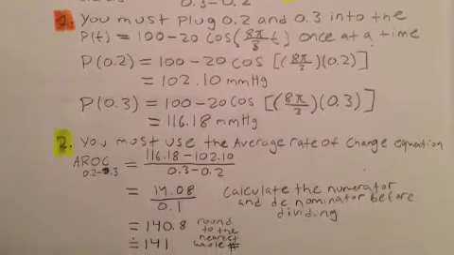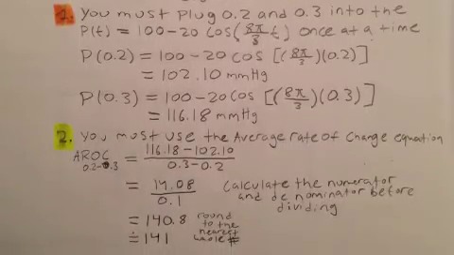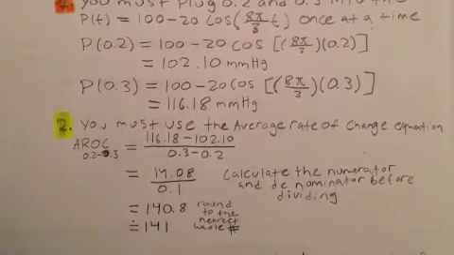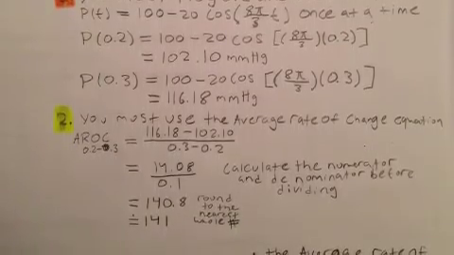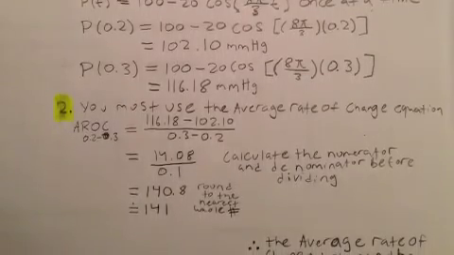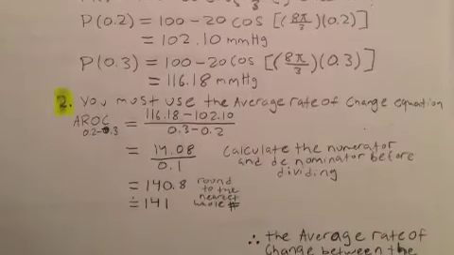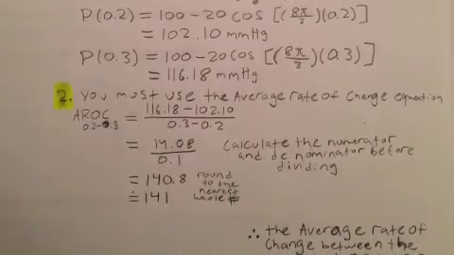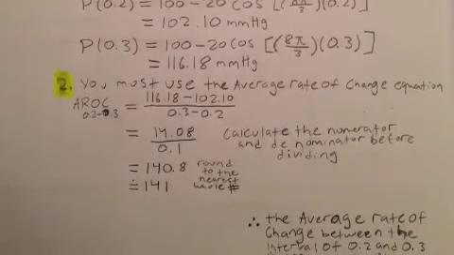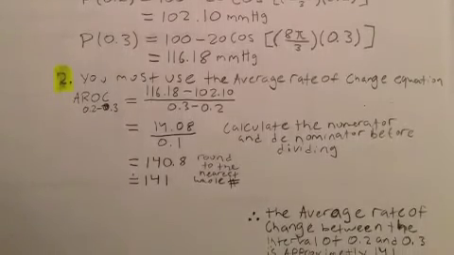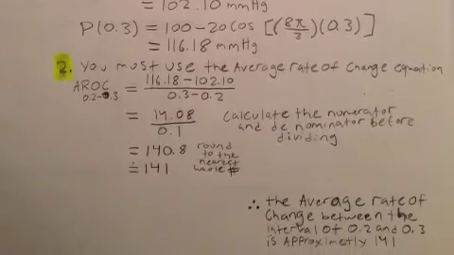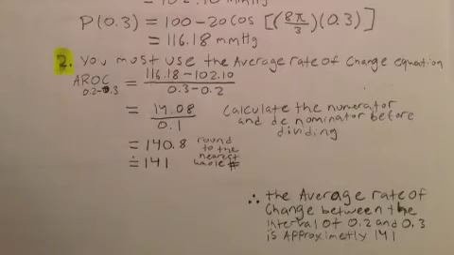To find the blood pressure of each value, you must simply plug it into a calculator. To calculate the average rate of change, you must calculate the number in the denominator and numerator, then divide and round the number to the nearest whole number. Therefore, the average rate of change between the interval 0.2 and 0.3 is approximately 141.